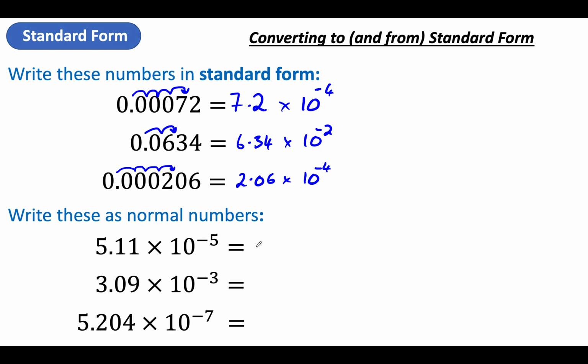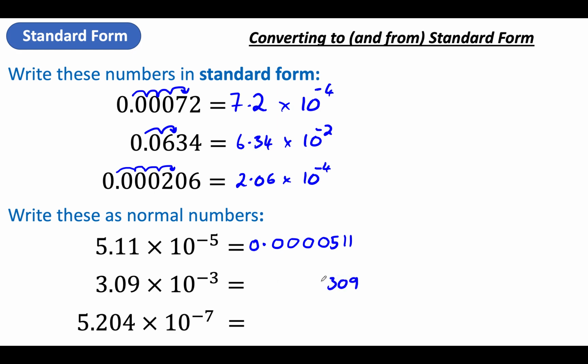Write these as normal numbers. So my number needs to get 5 places smaller. Right. 5, 1, 1. If my decimal point jumped by 5, that's 1 place. And then we want 2 places, 3 places, 4 places, 5 places smaller by putting the decimal point there. Yep, 0.0000511.